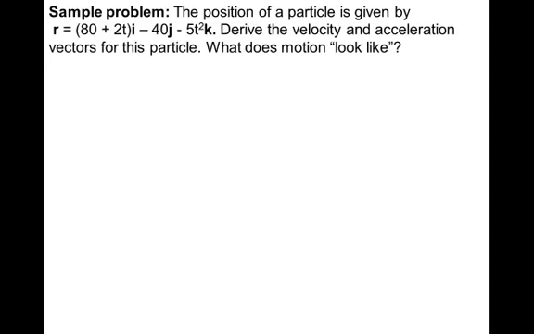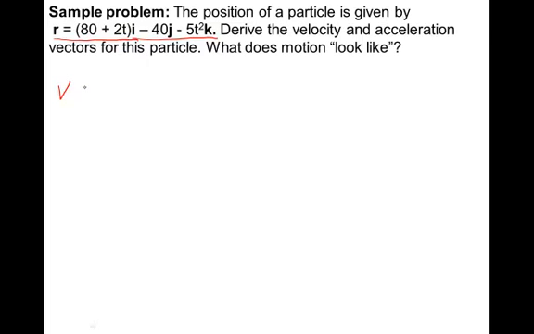So let's look at the sample problem. This sample problem says we've got a position of a particle, and it's given by r is equal to 80 plus t minus 40j minus 5t squared k. We want to derive the velocity and acceleration vectors for this particle. So we want to find the velocity vectors.